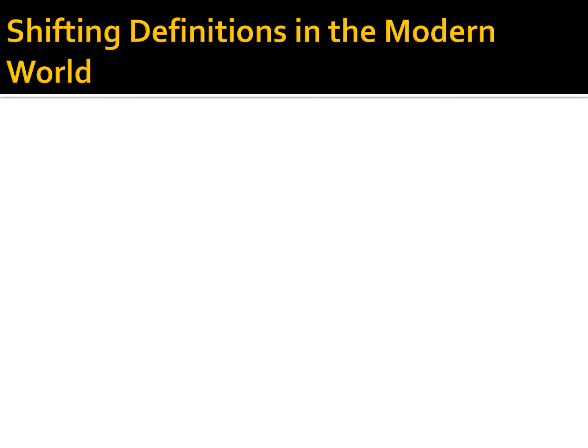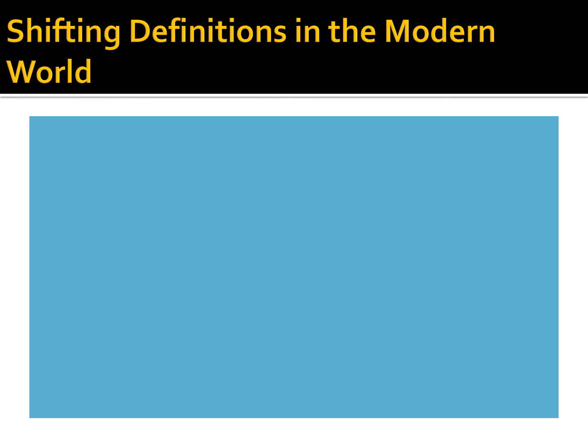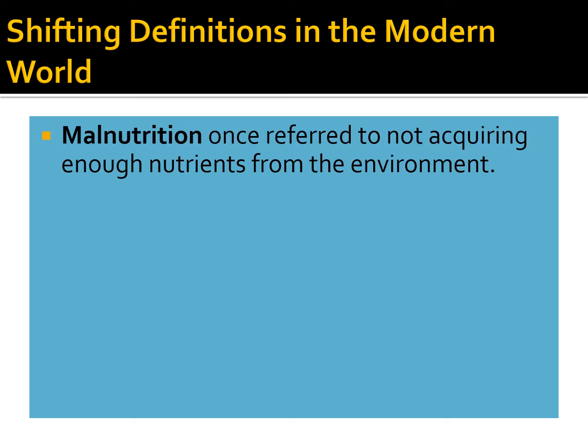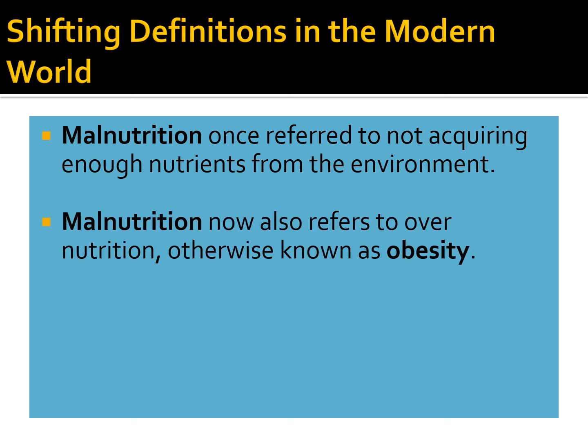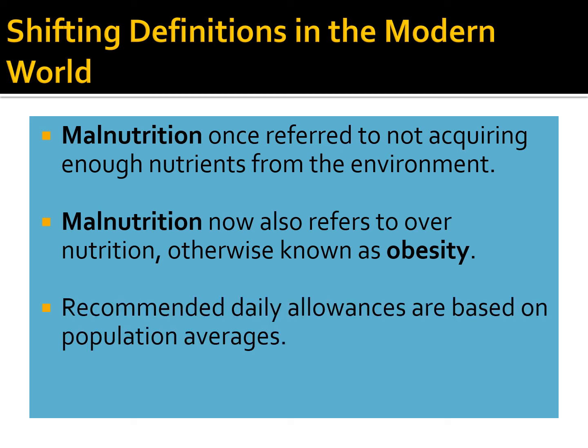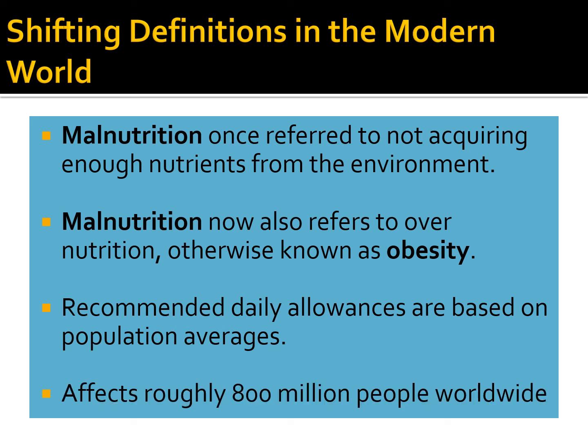So it's important to note how definitions have shifted over time in the modern world, right? Malnutrition was once used to refer to not acquiring enough nutrients from the surrounding environment, but malnutrition now refers to overnutrition as well, otherwise known as obesity, right? And recommended daily allowances are based on population averages. So don't get into the idea that these recommended daily amounts are going to be the end-all, tell-all of what your nutrition is supposed to be. That is going to vary dramatically amongst a given individual as well as amongst different human groups, depending on the nutritional availability of their environment, right?